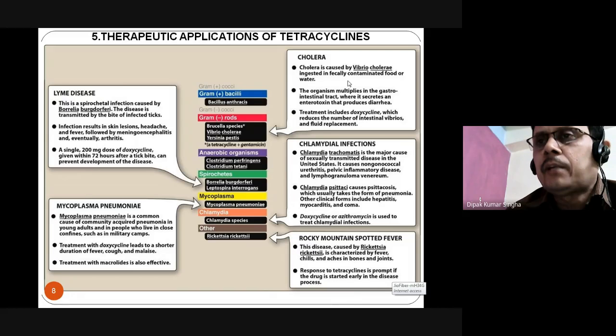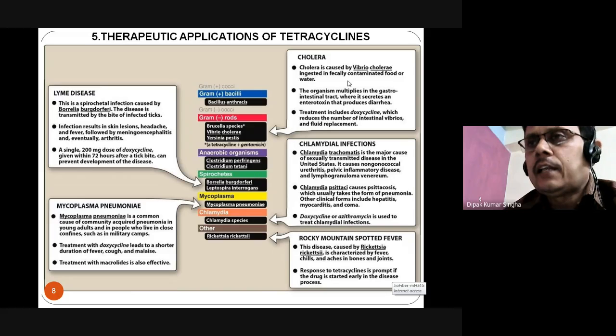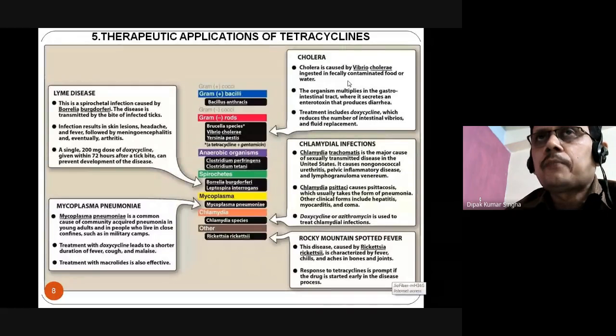Nowadays other drugs are available, because tetracycline has some side effects, so it became obsolete. But previously tetracycline was one of the most preferred drugs for cholera, which is a very communicable disease. When cholera came to a village, sometimes the whole village or area, all the people, would die due to cholera. It is a pandemic or epidemic type of disease, and cholera is caused by Vibrio cholerae and ingested through fecally contaminated food and water.